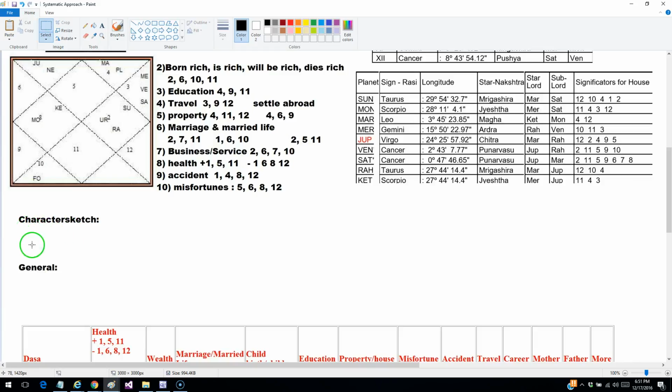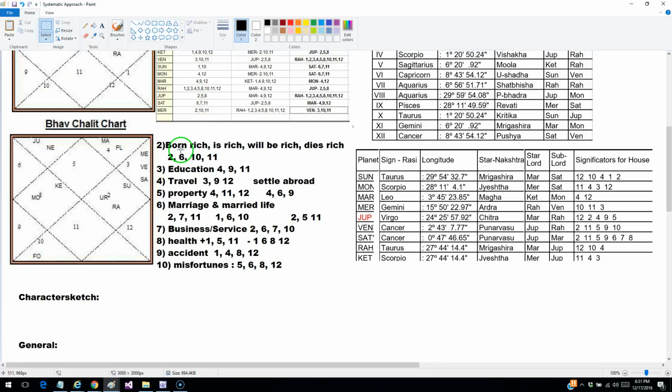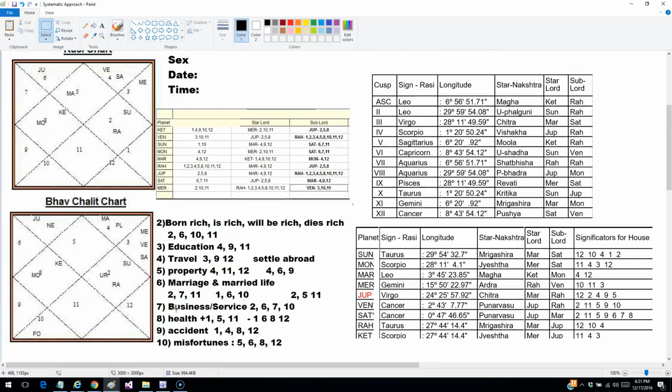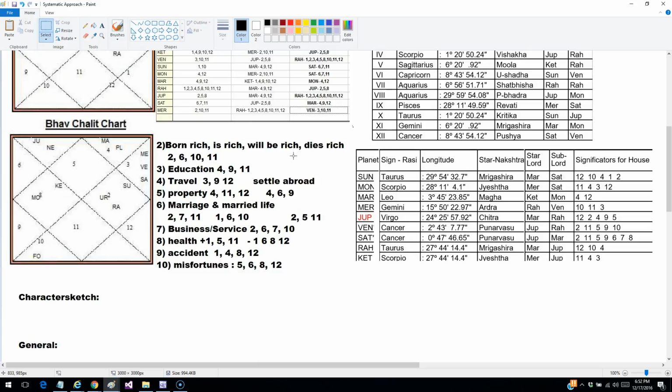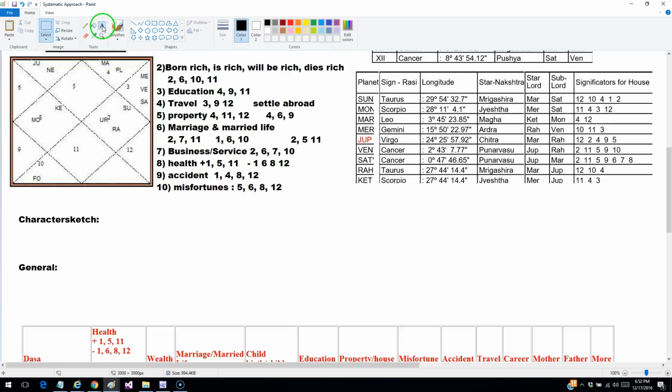Then you might want to write a short note about the character sketch, and then about the general. And in the general, you have to look at these questions. When you are generally looking at the horoscope of a person from the KP point of view, the more the planets indicate a certain kind of grouping, the more likely it is that the person is going to go through that particular result.